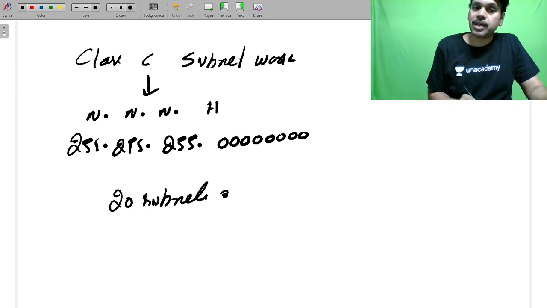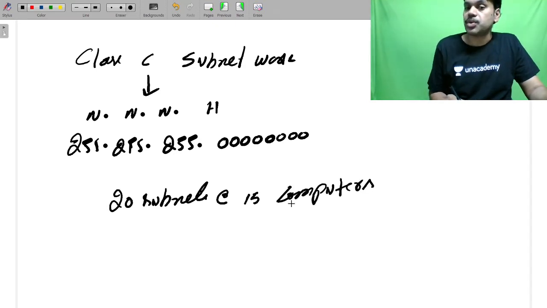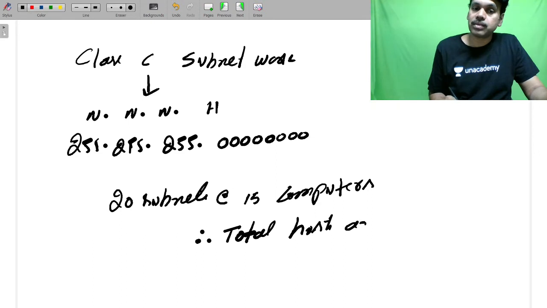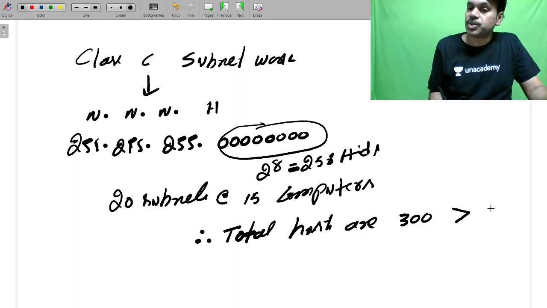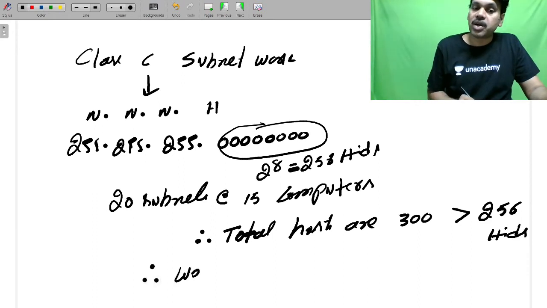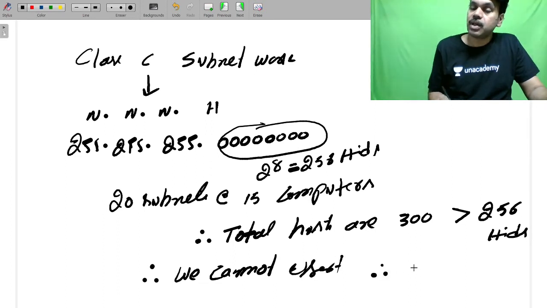20 subnets, each with 15 computers. So what are the total nodes now? The total hosts are 300, which is greater than your limit. What is your limit? You can have only 256 HIDs. So 300 is greater than the 256 capability. Therefore, we cannot afford it. Therefore, what you need to do? Just use class B. So use a class B subnet.